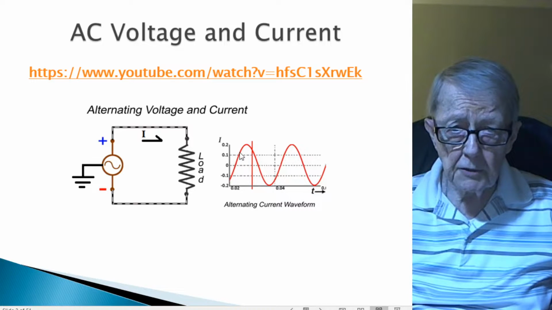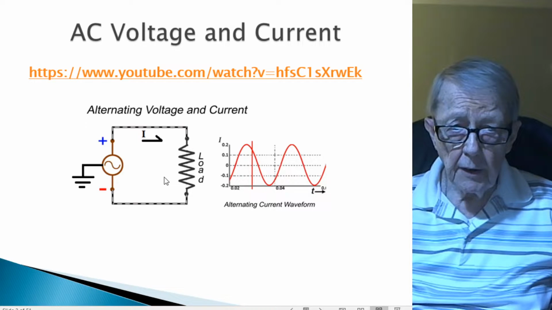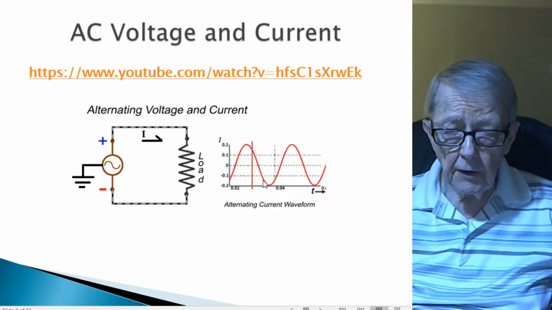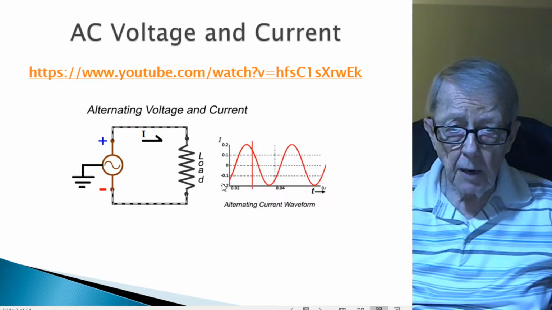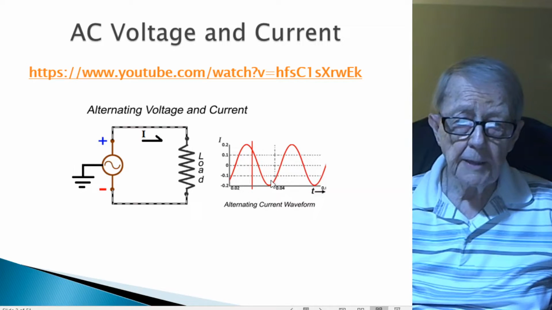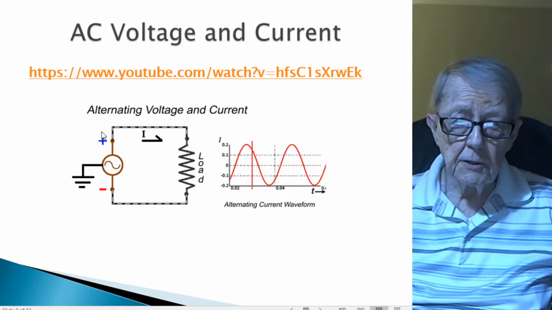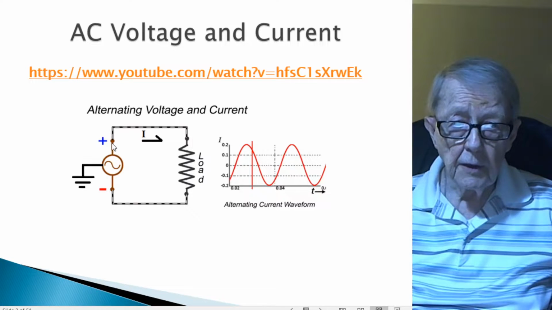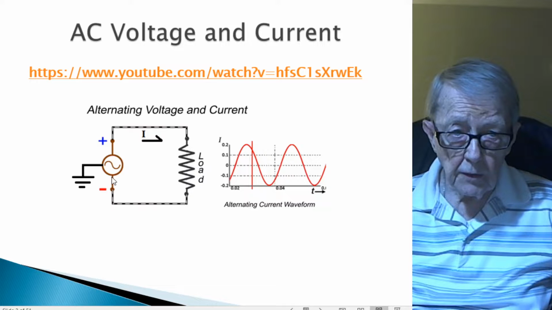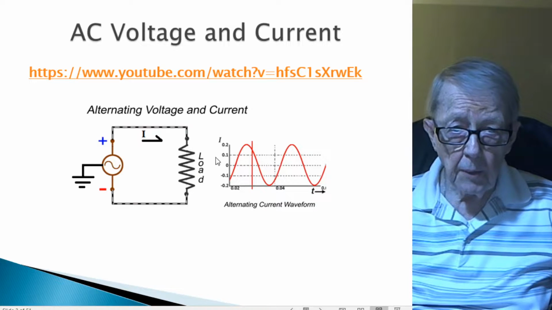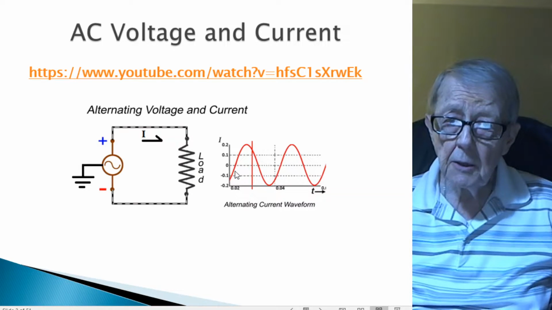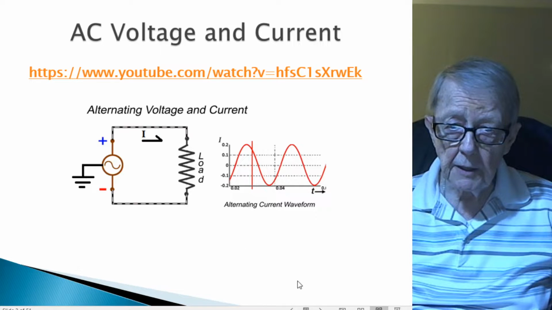And on the positive cycle, it goes up to a peak, back to zero. And then when it goes the other way, it has a negative value going back to a minus peak and back. That's basically alternating current, to have current alternate, go this way and then go that way, and it's represented by a value, plus and minus value.